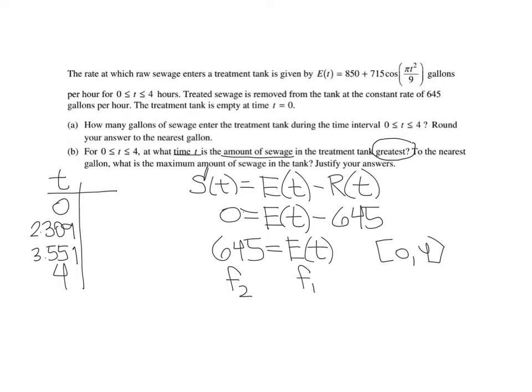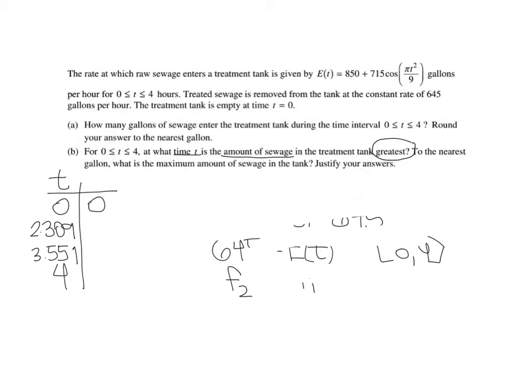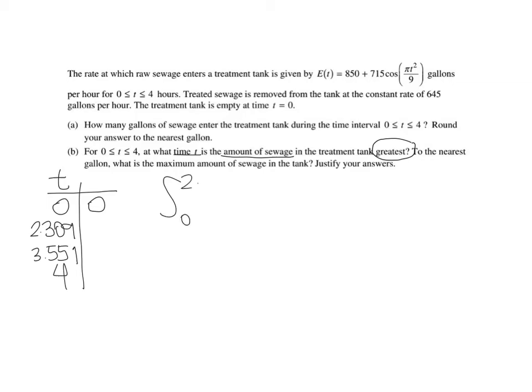Now we have to determine which one is the maximum and the minimum. Well, we do know at 0, they told us at the beginning of the problem there were 0 gallons. And we just found out, well, no, we didn't. Actually, let me hold that right there. Let me erase this so I can get more space here. Sorry, my eraser is not too big on this iPad. Okay, so now I've got to find the amount of sewage in the tank at each of these times. To find the value, I'm going to go 0 to 2.309, and take the integral of the rate of change, which is E of t dt, minus 645.